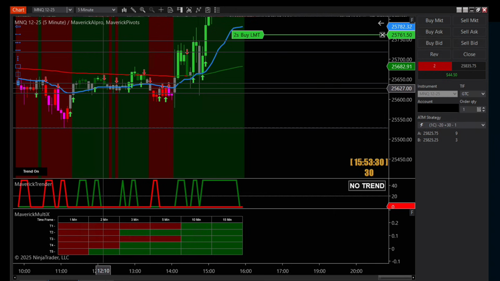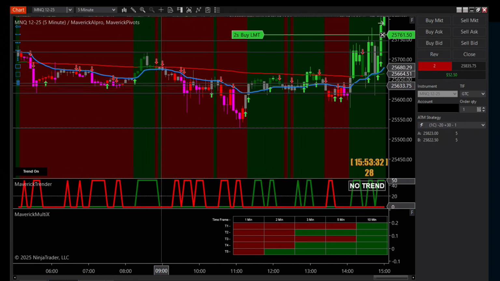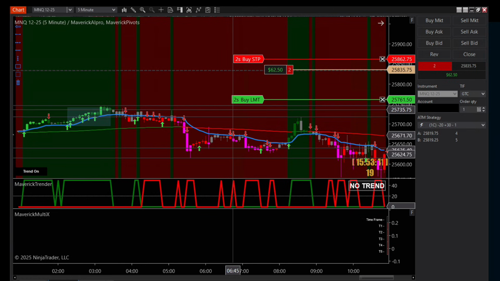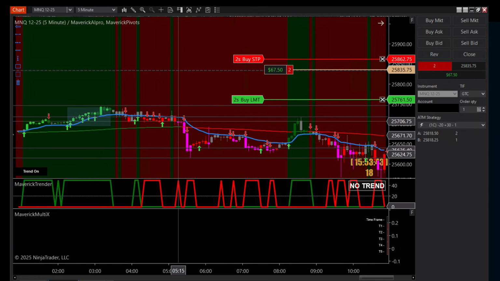You had some consolidation. This is lunchtime. That's garbage. Nobody's trading during lunch. But, you know, below the blue line, short. Above the blue line, long. Below the blue line, short. We could do this all day long. Above the blue line, long. Below the blue line, short.